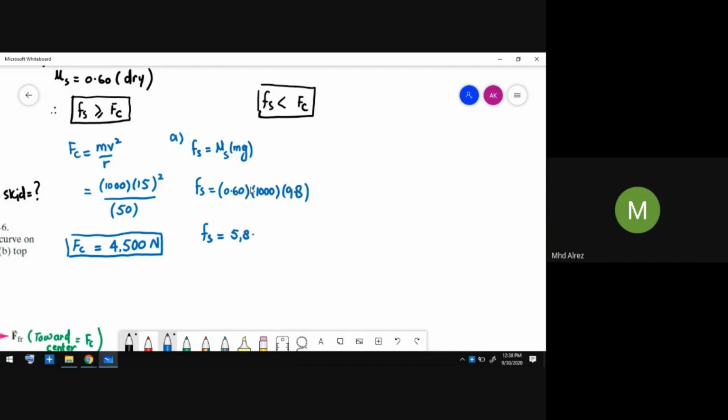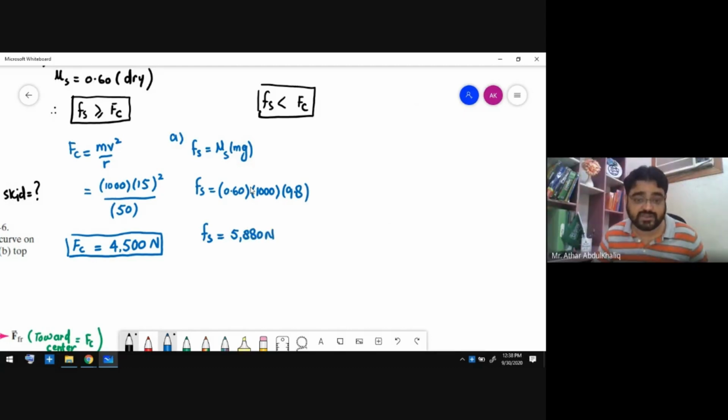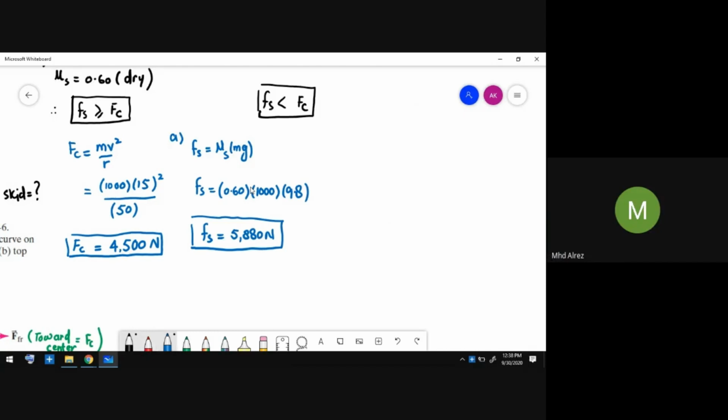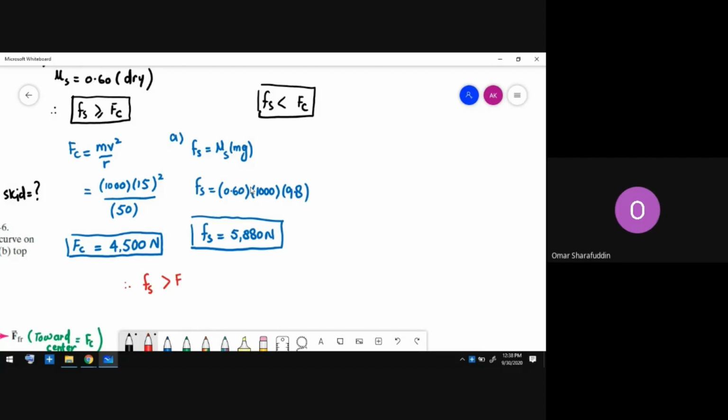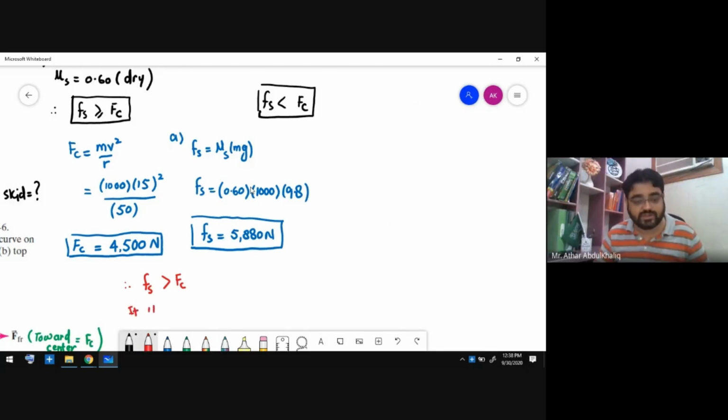5880. Okay, 5880 Newton. Umar, are you with me? So it will follow the curve, right? Yes. Umar, what about Fs, the frictional force? Is it greater or less than Fc? It's greater. When it is greater, what will happen? If this is greater, it will not slide. It will continue, it will follow the curve. Okay, so one answer is there: it will follow the curve. Thank you so much. Okay, now let us move to the second part.